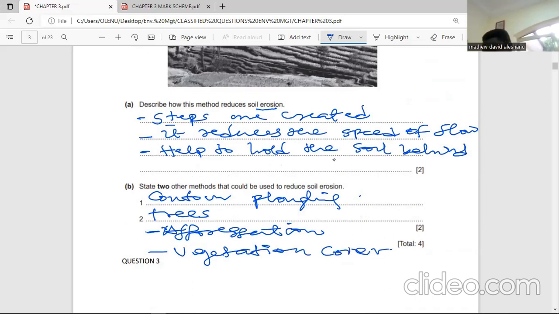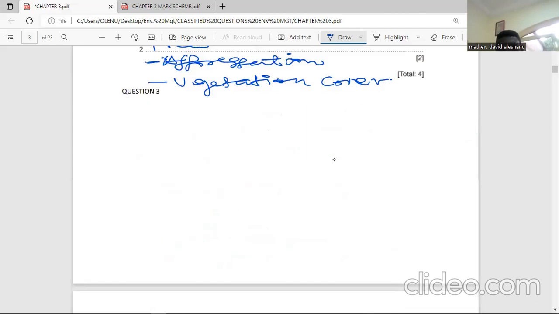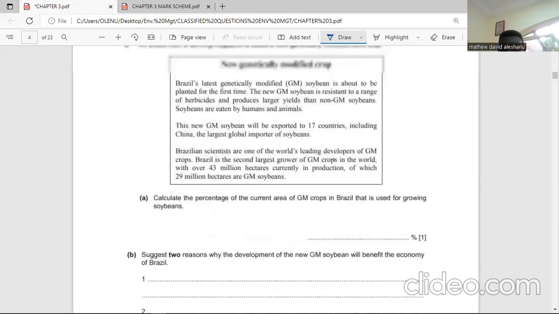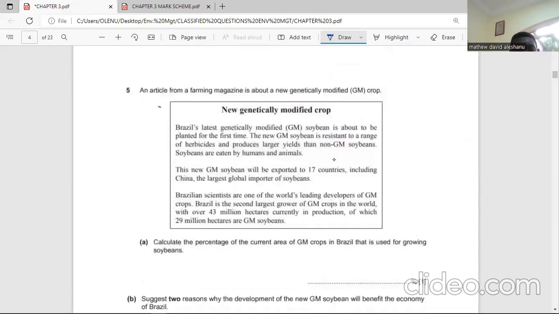All these will help to control things like soil erosion. Then next, let's go to another question. Now they say an article from a farming magazine is about a new genetically modified crop. So these are crops where you've been able to alter their genetic makeup in order to get desired characteristics from them.